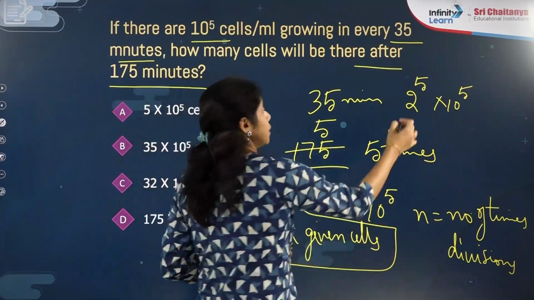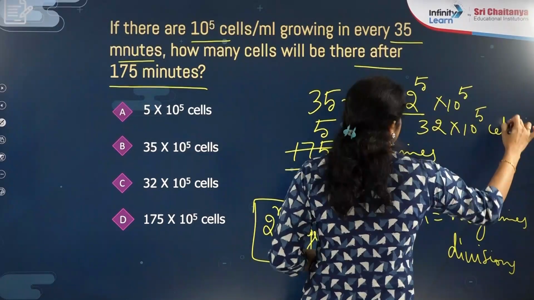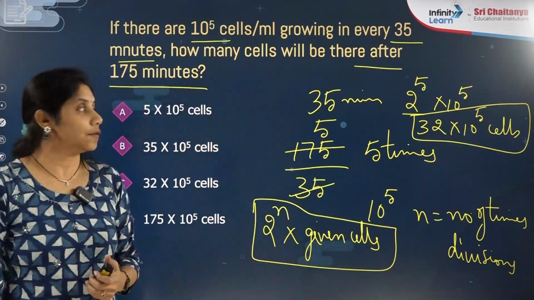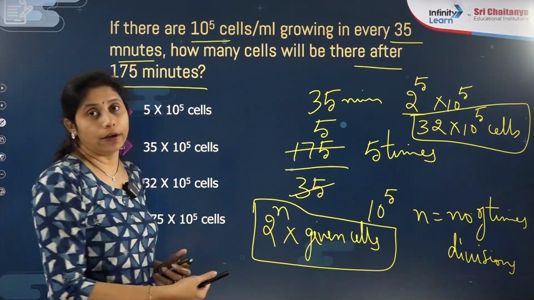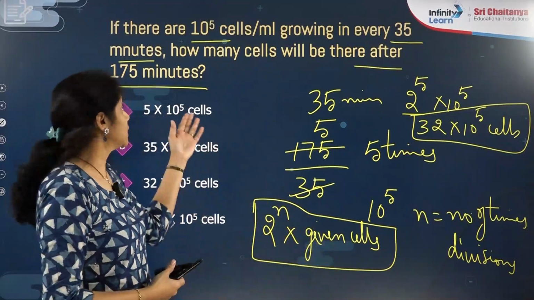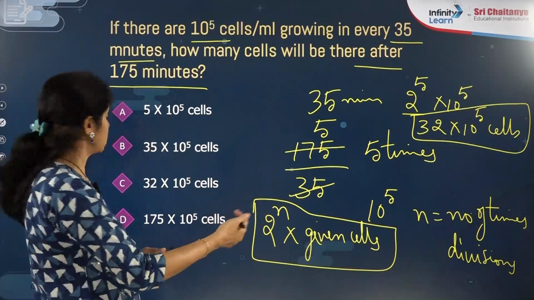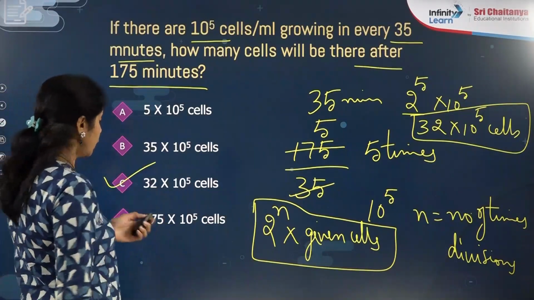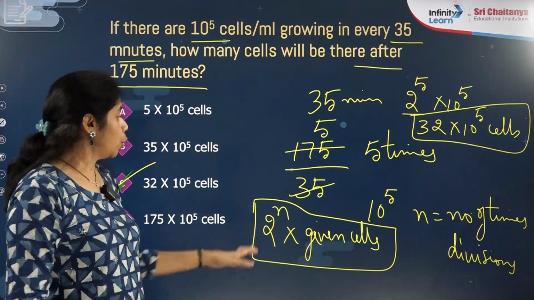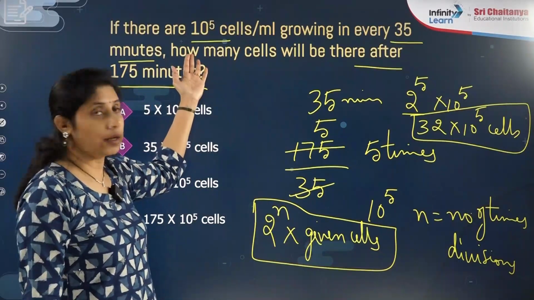2 power 5 will be 32. So 32 into 10 power 5 cells. For this question, the correct answer will be 32 into 10 power 5 cells. The time required to form 32 into 10 power 5 cells will be 175 minutes. This is how you are supposed to do it. You have to use the formula 2 power n into given cells. The given cells will already be provided, 10 power 5 cells are given.